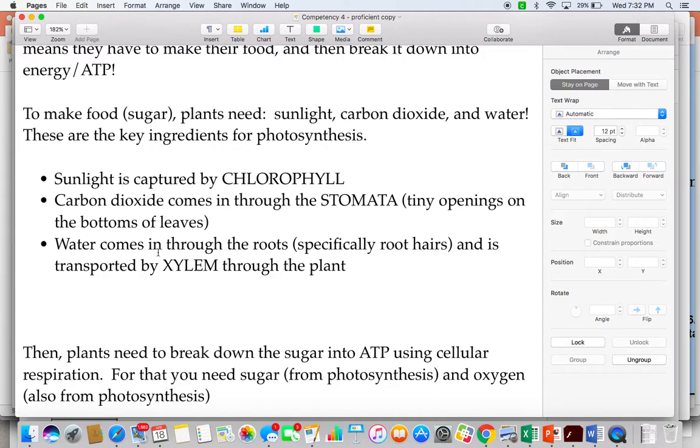And then water is going to come in through the roots. So, anytime you're watering plants outside, you always point the water hose at the roots. And then that's how that's going to come in. And it's going to be transported through the xylem, which I'll show you a picture of in just a second.